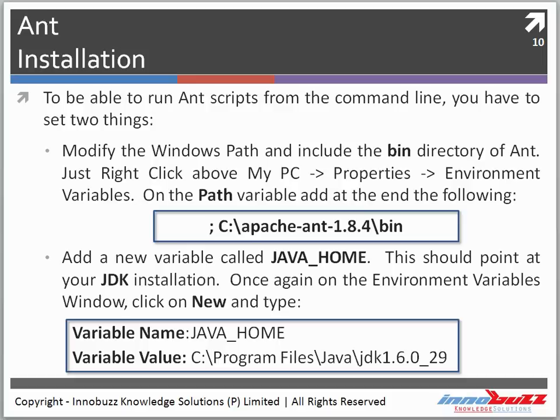To be able to run Ant scripts from the command line, you have to add to your class path the bin folder in which Ant was installed, and also you have to set a new environment variable on your Windows system. Please follow the steps proposed here to set the requirements to run Ant scripts from the command line.